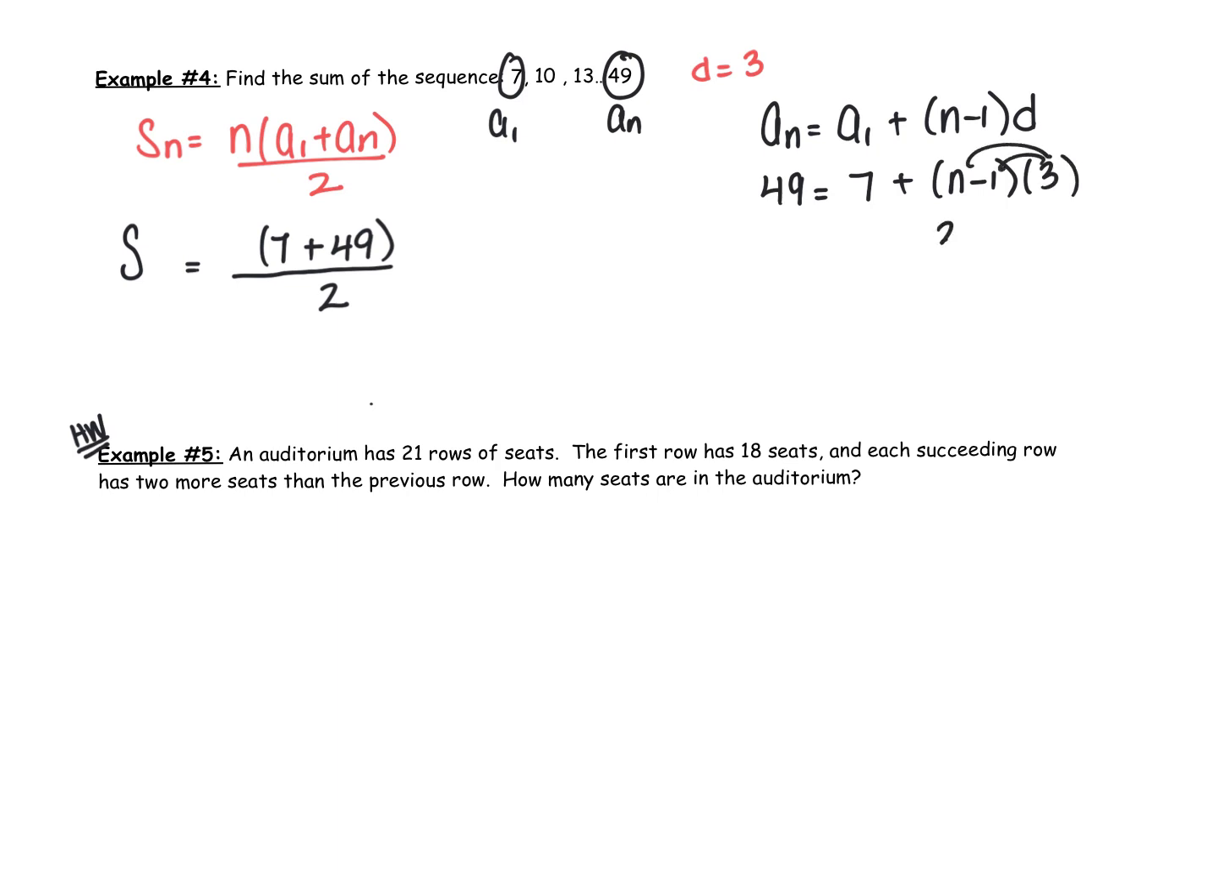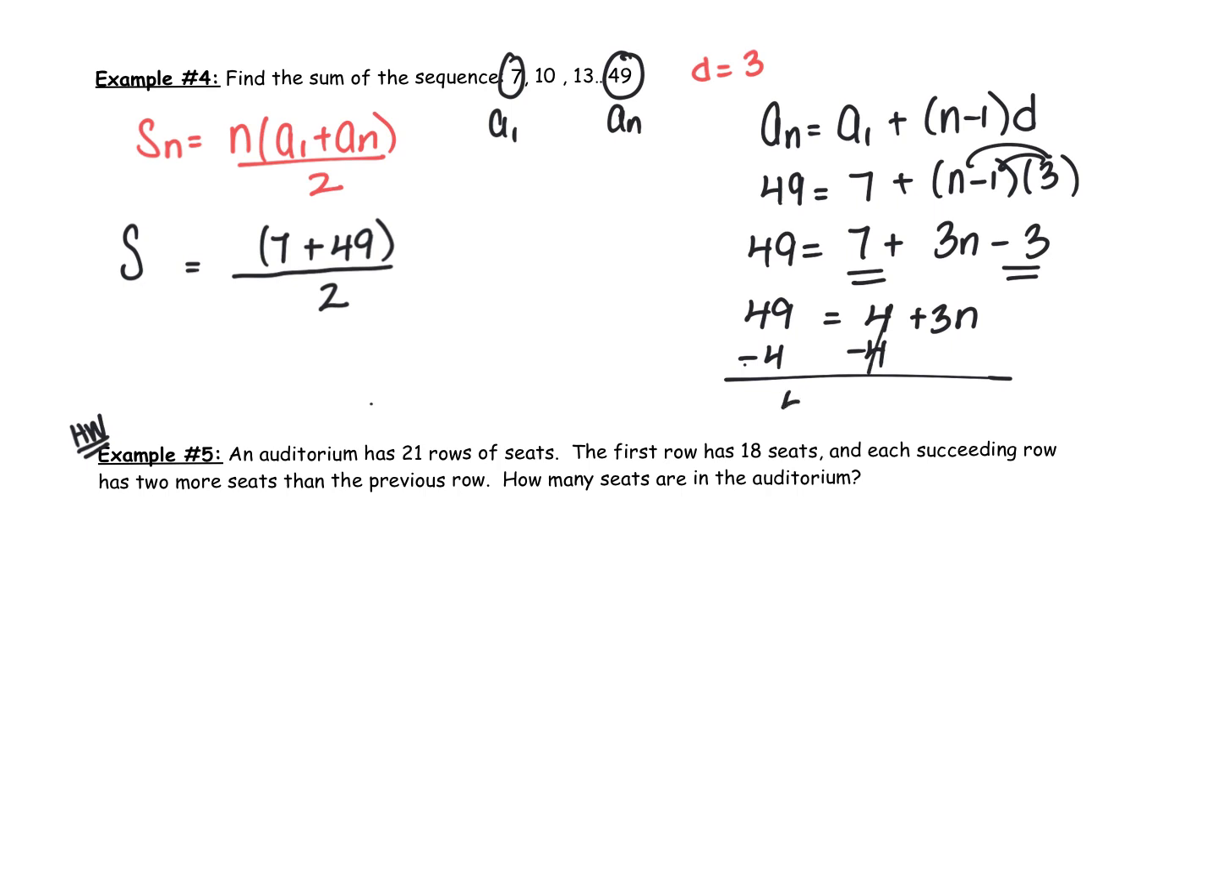We can distribute the 3 from the back, so 3n minus 3. Bring down the 7 plus, and let's combine like terms. 7 minus 3 is 4. 4 plus 3n equals 49. We're going to subtract 4 on both sides. 49 minus 4 is 45. And divide both sides by 3, and we get that 15 equals n. So that tells me it takes 15 terms for us to get to 49. So n must be 15. So I'm going to put that there and there.